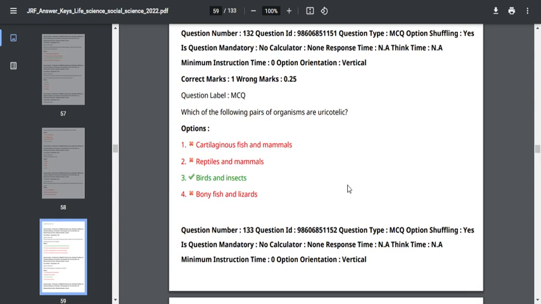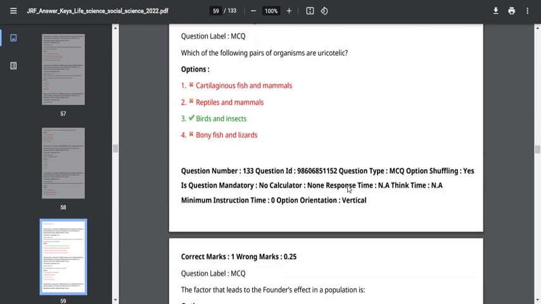Which of the following pairs of organisms are called uricotelic? Uricotelic organisms excrete nitrogenous waste in the form of uric acid. Examples include birds, insects and lizards. Ureotelic means organisms that excrete urea, for example fishes.